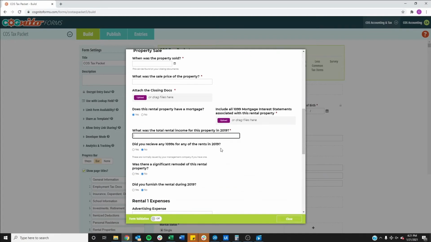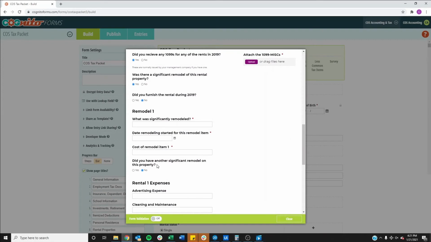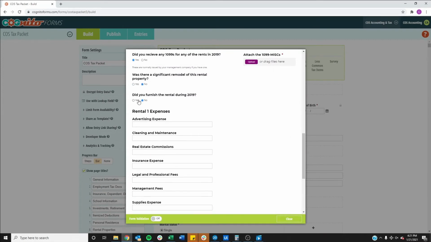We're going to ask you for the total income for that year. If you received any 1099s for the rents, we'll ask you to attach those 1099s. If you had to do any significant remodeling, we'll ask about each individual remodel you did. And then if you had to furnish the rental property, we'll ask when you purchased it and how much the total cost was for the furniture.